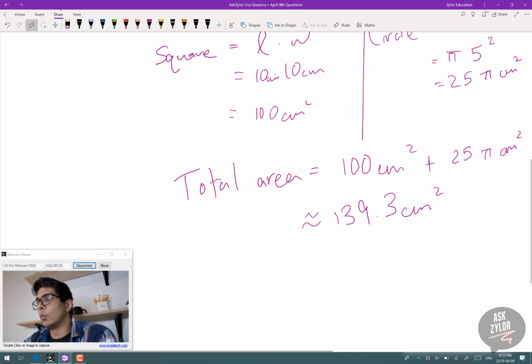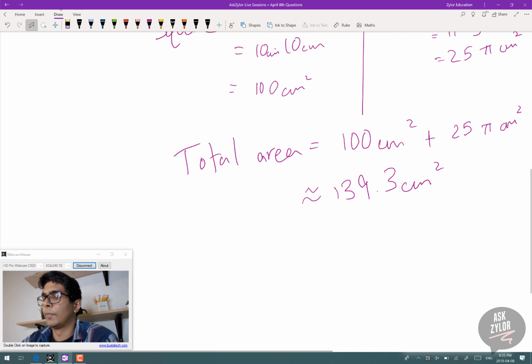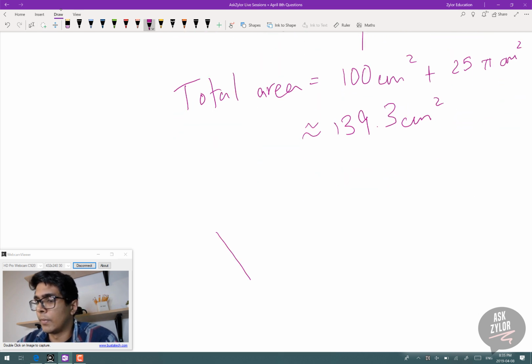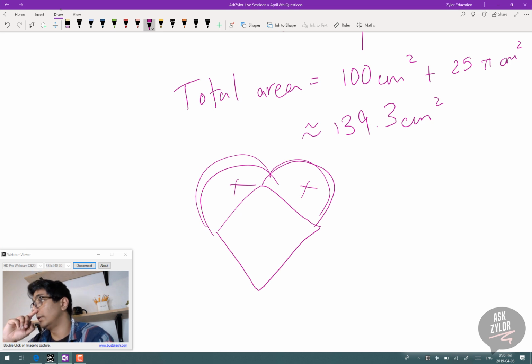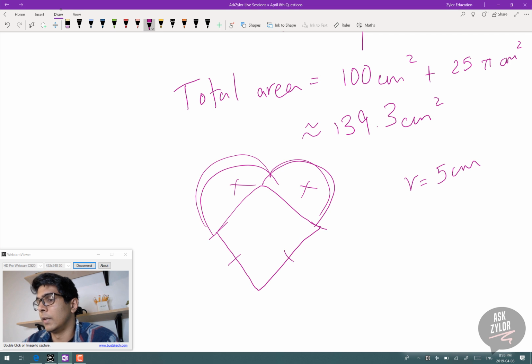Right. If I was asked to find the perimeter of the same shape, I can employ a similar method. So I know both of these make up one full circle. And I know the radius of the circle already, it's 5 centimeters. And from the square, I only have two sides. I have this and this side. And I know both the sides are the same length.